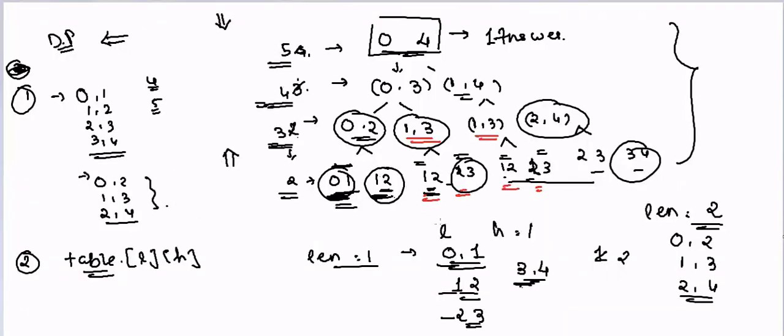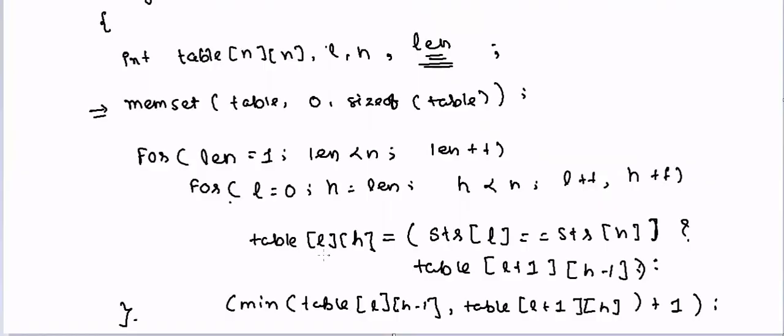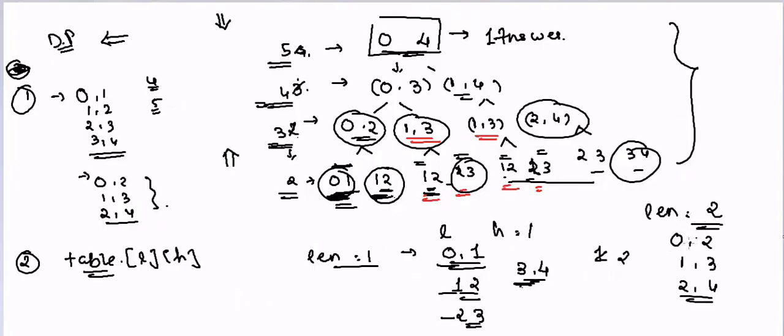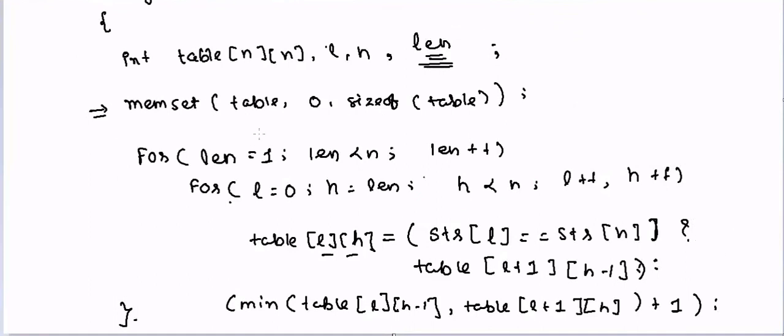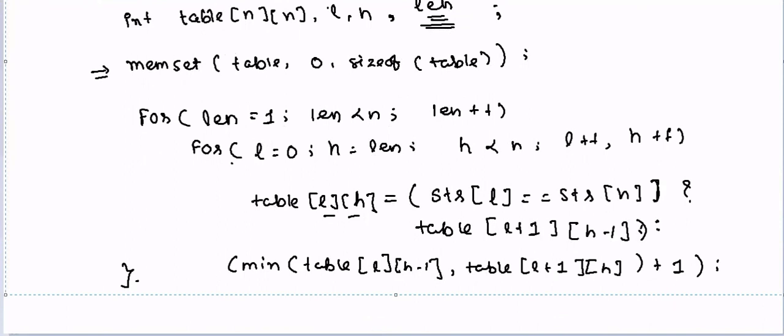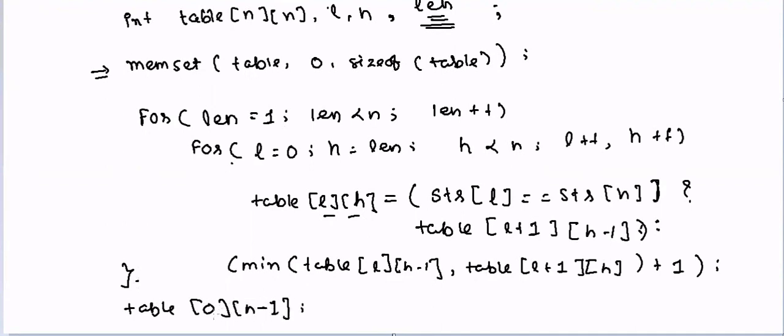So if you trace, it will fill up something like this: for length equal to 1, table entries 0 1, 1 2, 2 3 will be filled for LH. Then for length 2, the table entries for L equal to 0 and H equal to 2 will be filled, then L equal to 1 and H equal to 3, and in such a way for 0 and 4, it will be filled. So once these two for loops are over, we can return the table for 0 to n minus 1. So for that, we will have the answer.